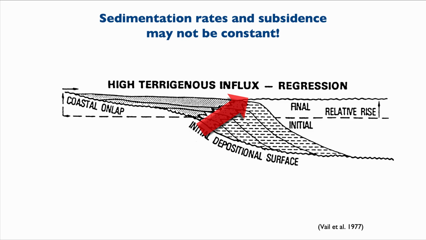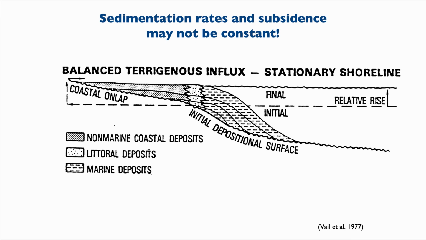And then finally, if you have a balanced terrigenous influx, so as much sediment is inputted as you create accommodation, then what you expect is an aggradation. So in other words, the shoreline is neither moving towards the continent nor towards the basin. You're just filling the accommodation that you are creating.